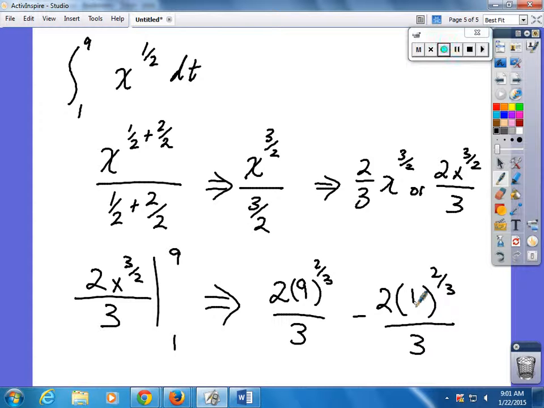Now, let's recall what a rational exponent is. What is a rational exponent? The square root of x, or x to the first power, is equal to x to the 1/2. So you put the exponent over the what? Index, or the root, right? Exponent over index. So exponent, 9 to the 2nd power, cube root. So this is going to be 2 times the cube root of 9 to the 2nd power over 3.